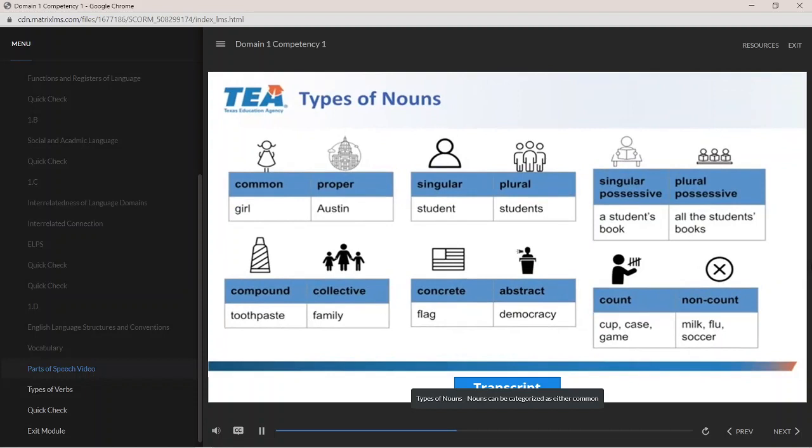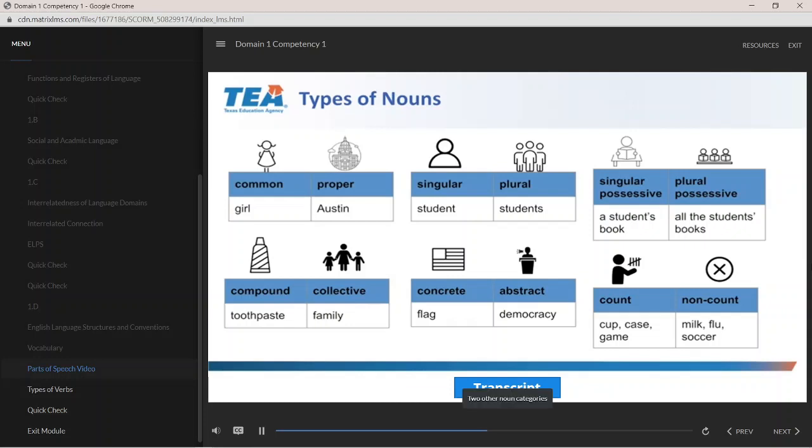Types of nouns. Nouns can be categorized as either common, as in girl, or proper, as in the city of Austin. Nouns can be singular, as in the word student, or plural, as in students. Nouns can also be singular possessive or plural possessive. The apostrophe S after the word student denotes singular possessive. Notice the apostrophe is after the S in words that already end in S.